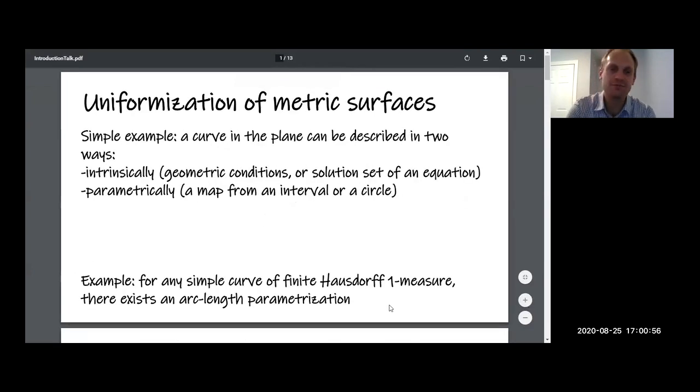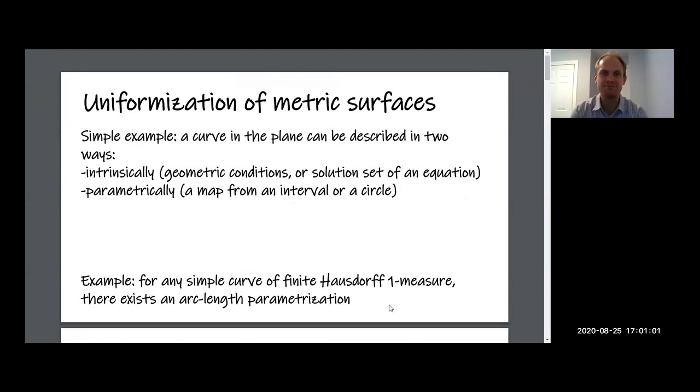Yeah, so I think all this work with teaching online has inspired me to start experimenting with different ways of presenting. Here we're trying out the handwriting typeface, and we'll see how that goes. But the topic is uniformization of metric surfaces.